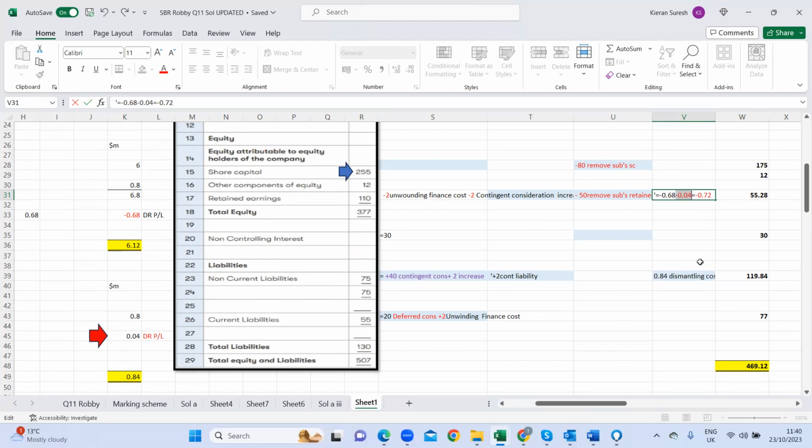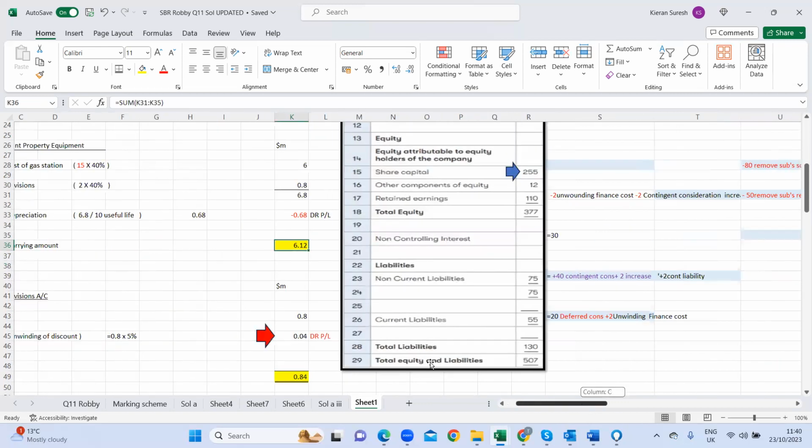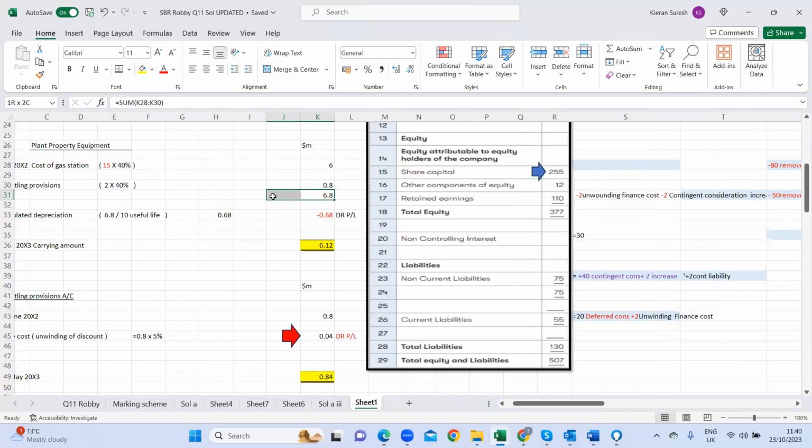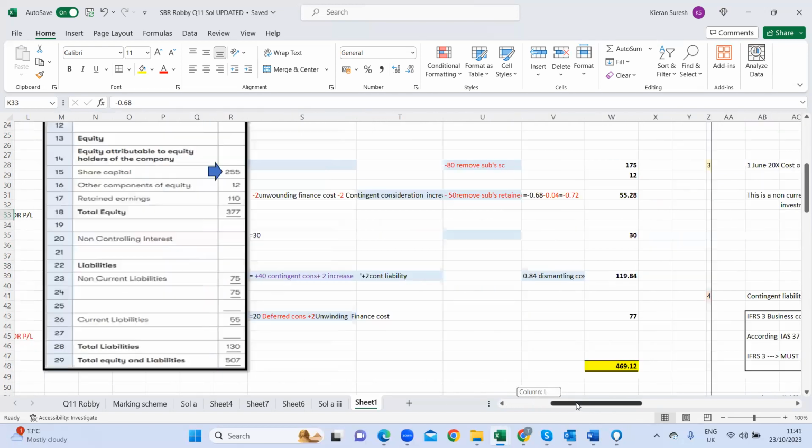That's negative. But not only that, this is a fixed asset that I have, 6.8 to start with, but then depreciation needs to be charged. We charge depreciation of 0.68, so the charge of depreciation will be debit profit and loss account, credit the asset account. The asset has been carried at the correct amount. So minus 0.68 is the depreciation charge of the joint venture, and then this is the dismantling cost. That's added up. Now you'll be able to balance.